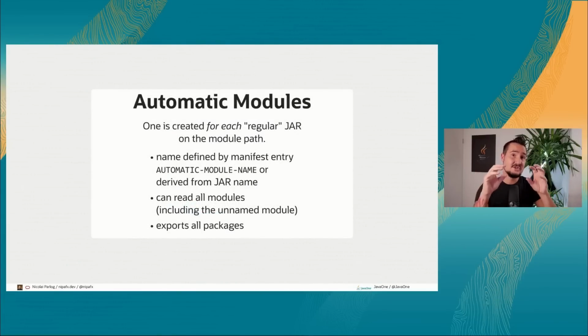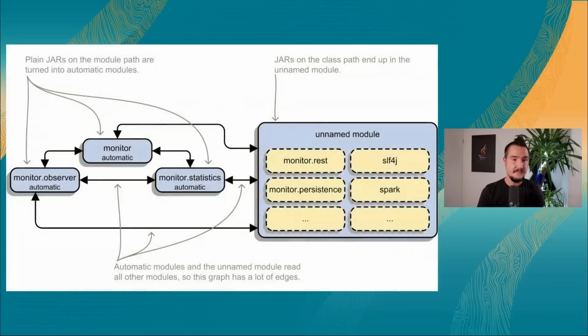So each jar that ends up on the module path becomes a module. The modular jars become proper, full-blown modules. But the regular jars, the plain old jars, the ones without a module-info class in there, if they end up on the module path, they become an automatic module. An automatic module has a name that's either defined in the manifest or that's derived from the jar name. In either case, they do have a name that they can be referenced by. And they also can read all other modules, including the unnamed one, and they can also export all packages.